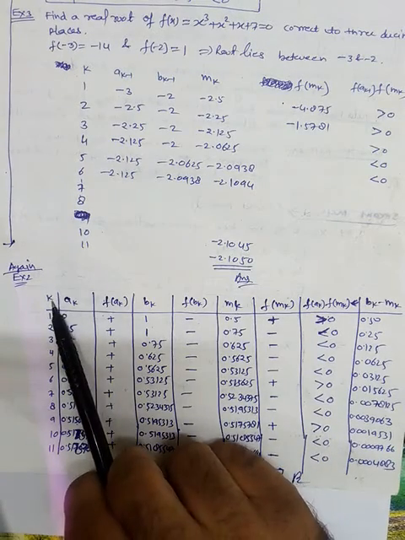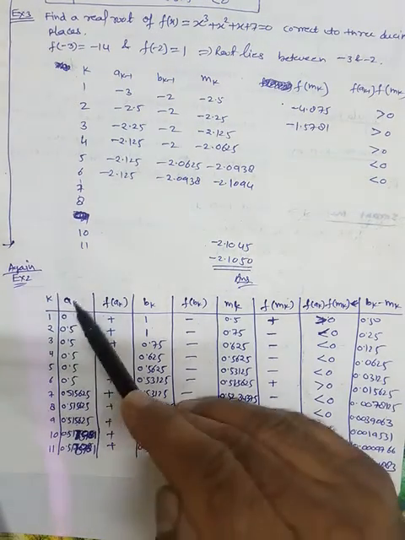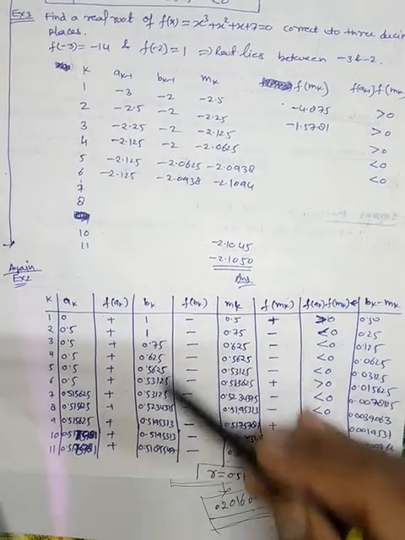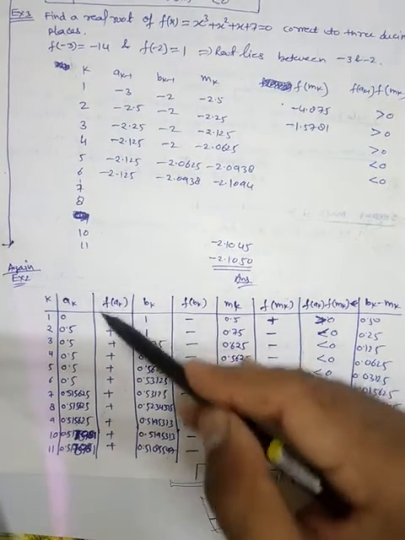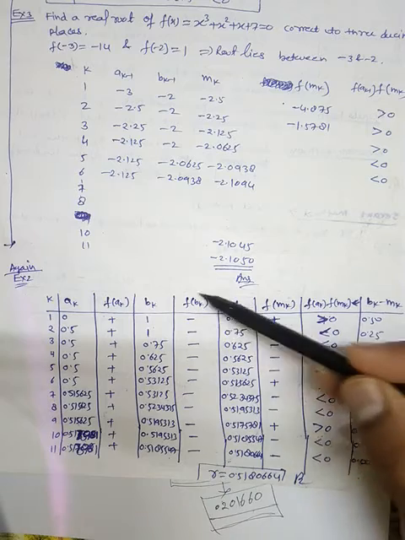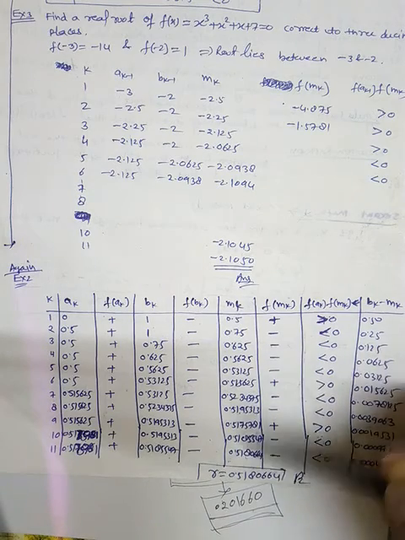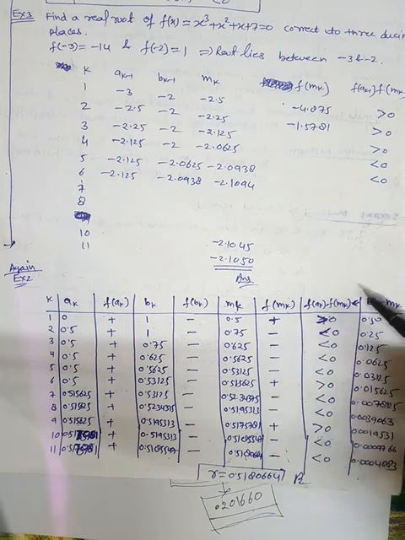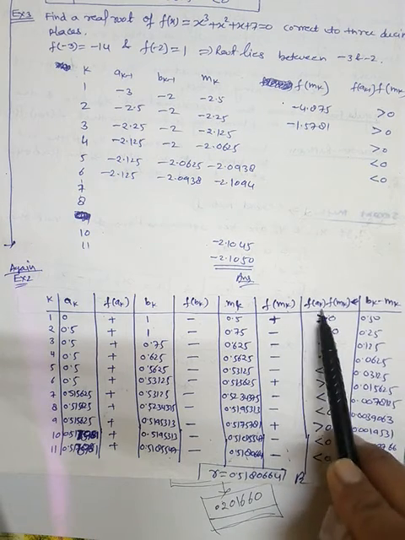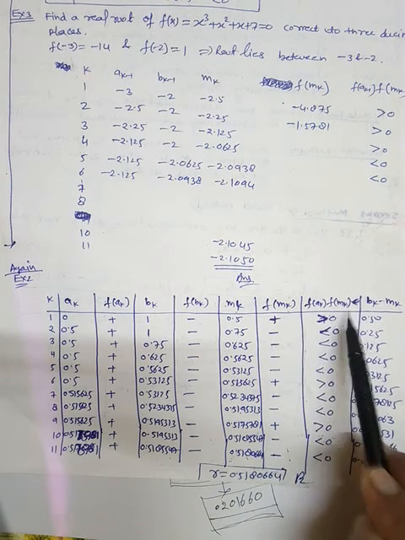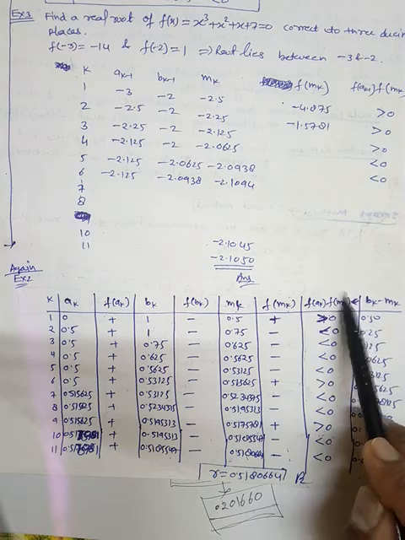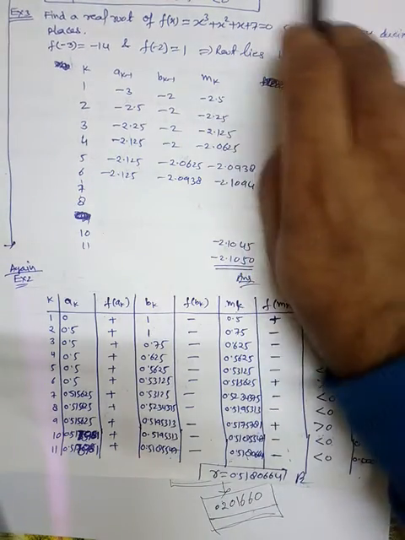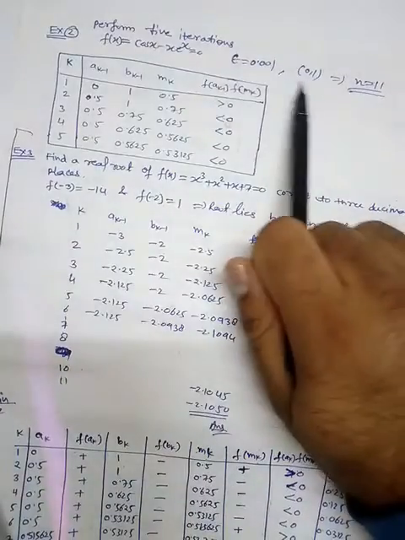So this is k, the number of iterations. This is your left hand point ak. This is your right hand point bk, and this is the functional value at ak. This is the functional value at bk. This is the midpoint column mk. This is the functional value at the midpoint mk, and then the product of f of ak into f of mk. Okay, either this product is negative or positive. Initially interval is 0 to 1.